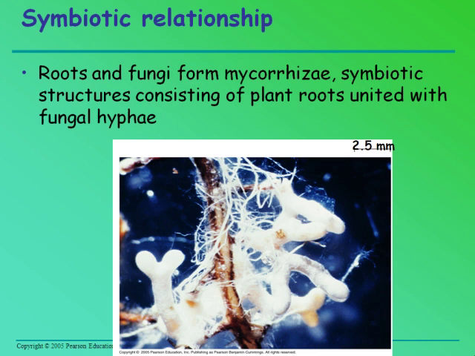And this is mycorrhizae. Roots and fungi form mycorrhizae, symbiotic structures consisting of plant roots united with fungal hyphae. So this increases surface area tremendously so that more water can be absorbed. And this was an evolutionary adaptation for these early plants when they grew in very nutrient-poor soil.